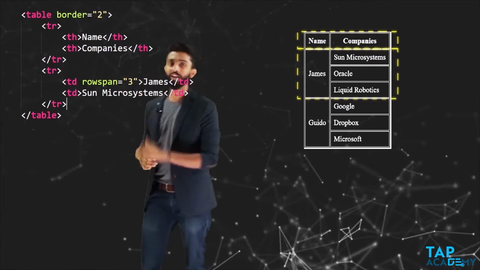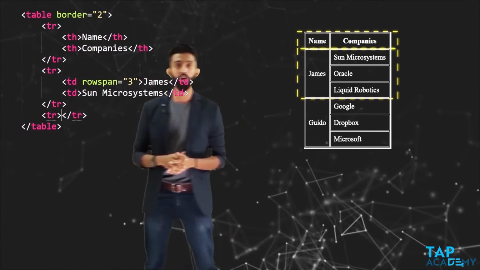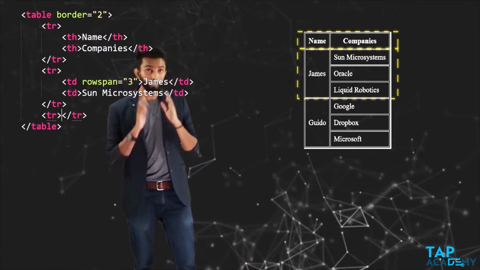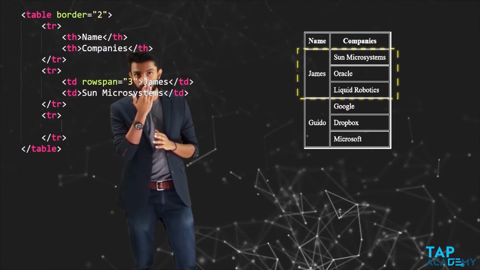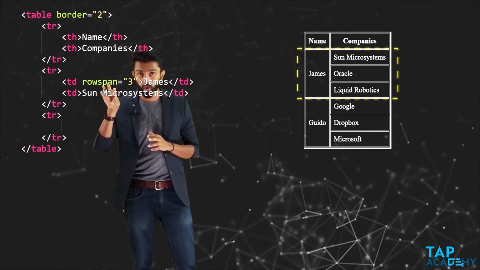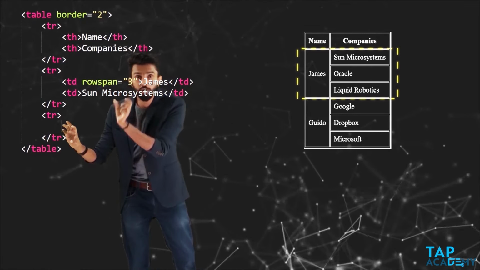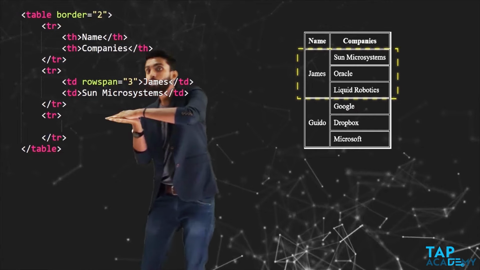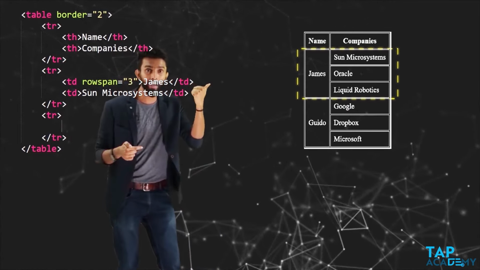Let us come to the second row. So I will tell TR like this. This is my second row. Now you must understand, the moment you create a new row, in the previous row you created James. You told this has to span across 3 rows. So the first row name will be James. Second row also name is going to be James only because it is going to span. Any confusion till here? So here you need not tell name.